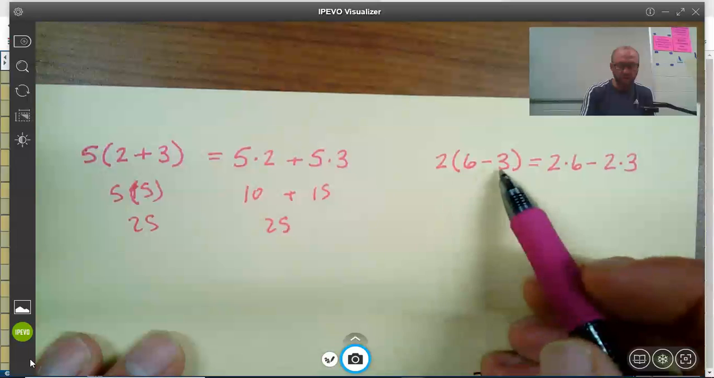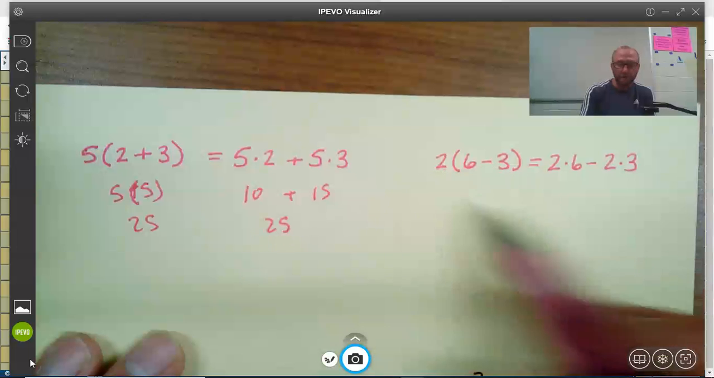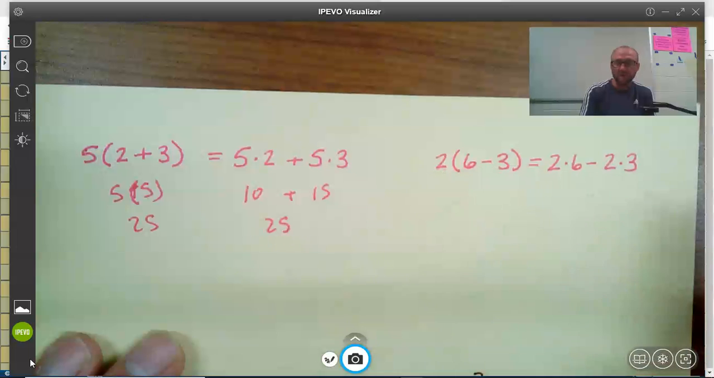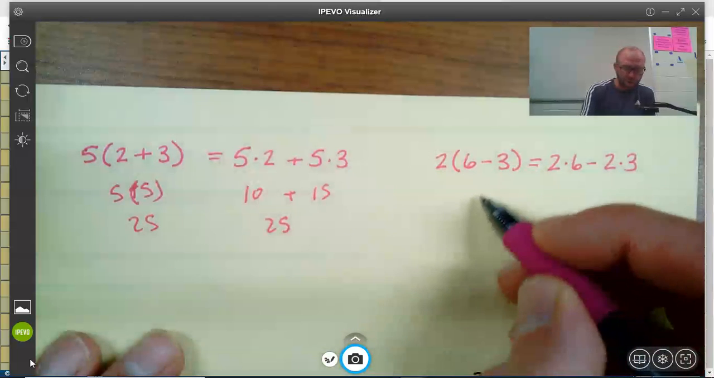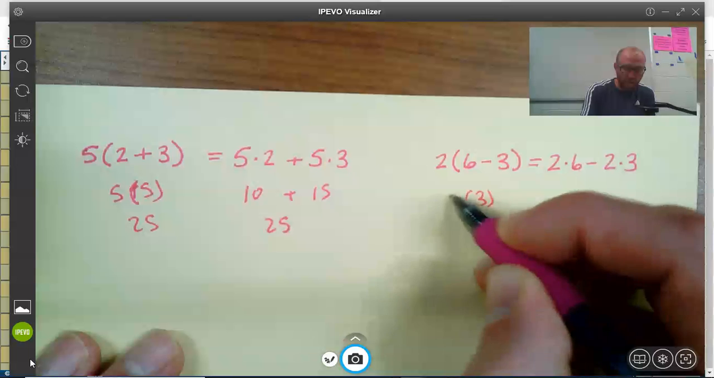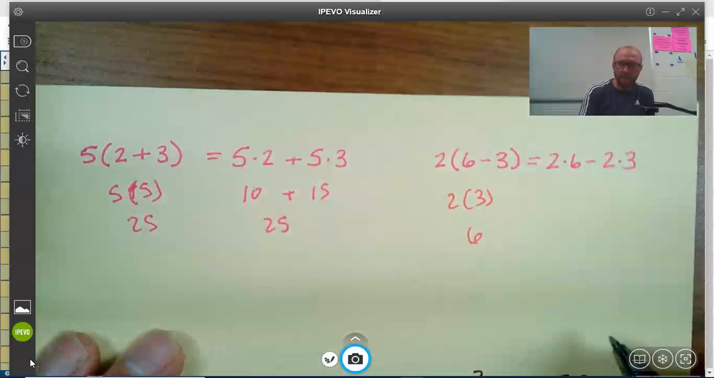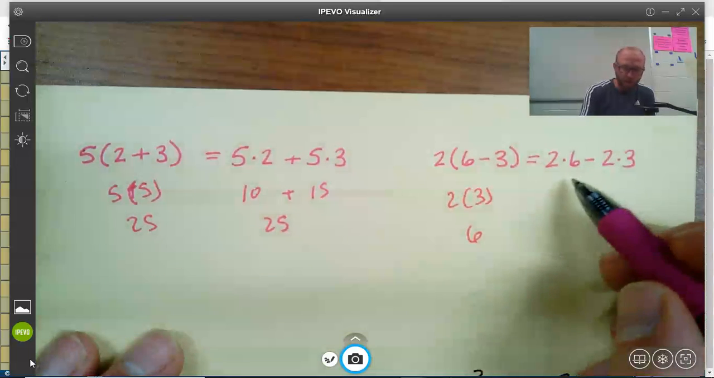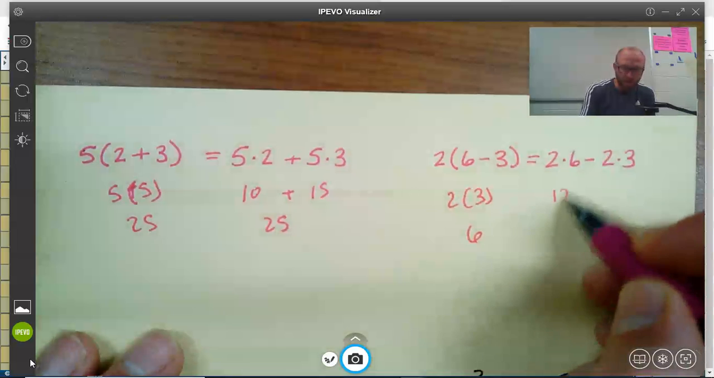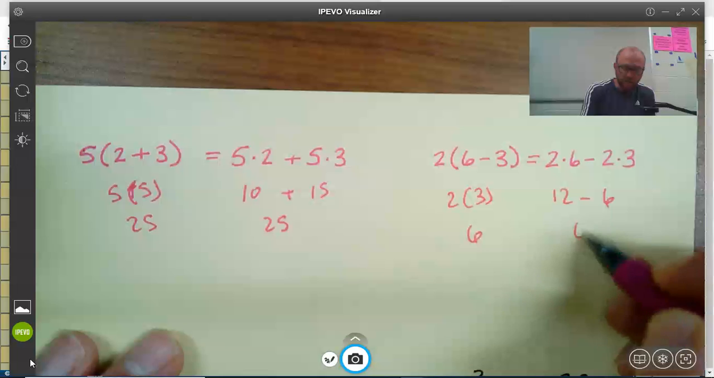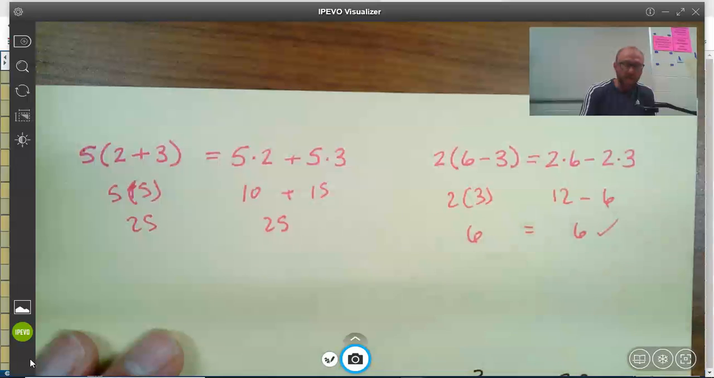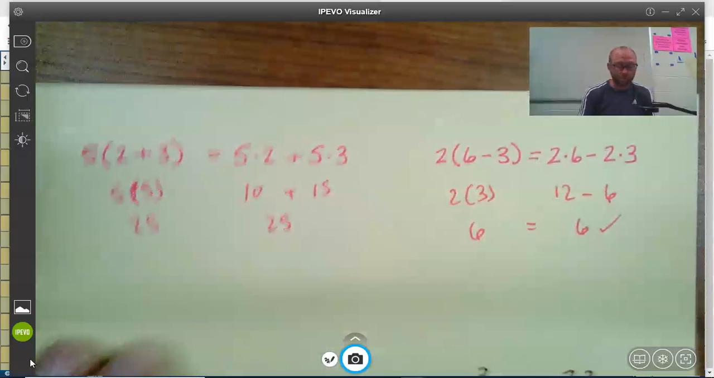So could I subtract first and then multiply and get the same thing as if I multiplied and then subtracted? Let's take a look. 6 minus 3 is 3, and 2 times 3 is 6. Or on the other hand, let's see, 2 times 6 is 12, and 2 times 3 is 6, and 12 minus 6 is 6. So it seems to work there.